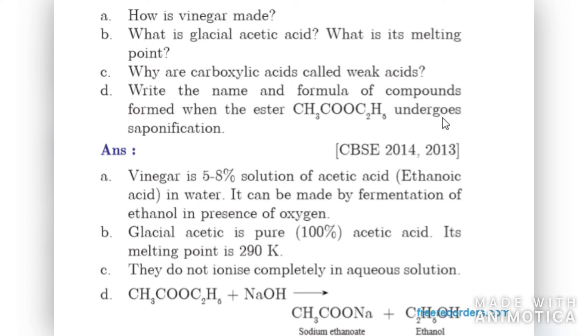In the second one, this has been repeated many times. What is glacial acetic acid? So glacial acetic acid is pure 100% acetic acid, and its melting point is about 290 K. So you can write this in the B part.